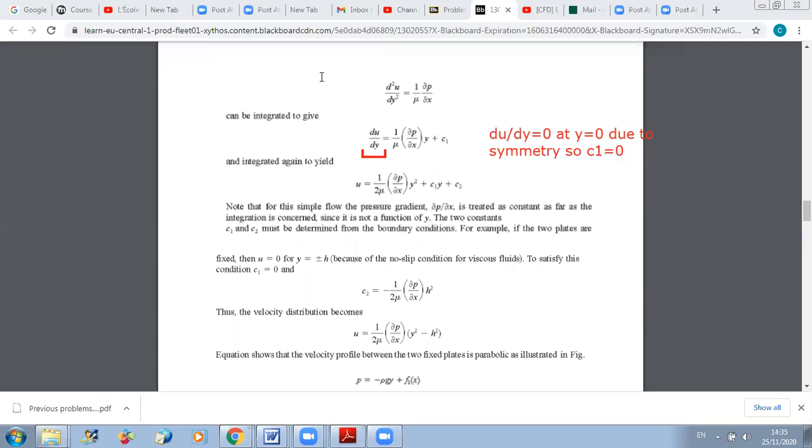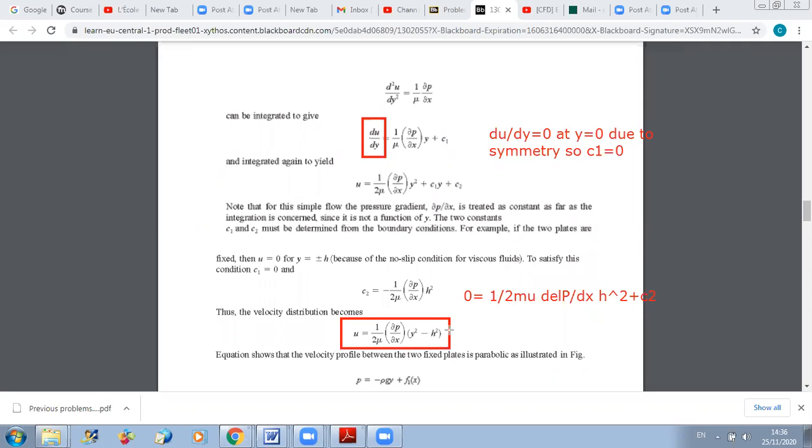Replacing back, I can get my velocity profile. So my velocity profile is parabolic. It's a second degree function of y. It's 1 over 2 mu del p by del x times y squared minus h squared. Okay. So I got my profile. I am done with the velocity profile.